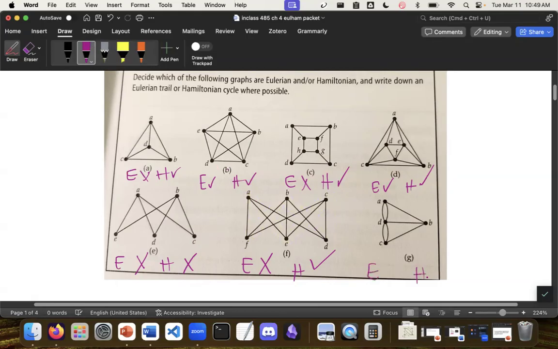What about this last one? This one may look familiar. Is it Eulerian? No. Is it Hamiltonian? Yeah. It's pretty easy to see. You could take two edges down, go to B, back to A. That's easy. Which one is this? What's this special graph called? Do we remember? G.